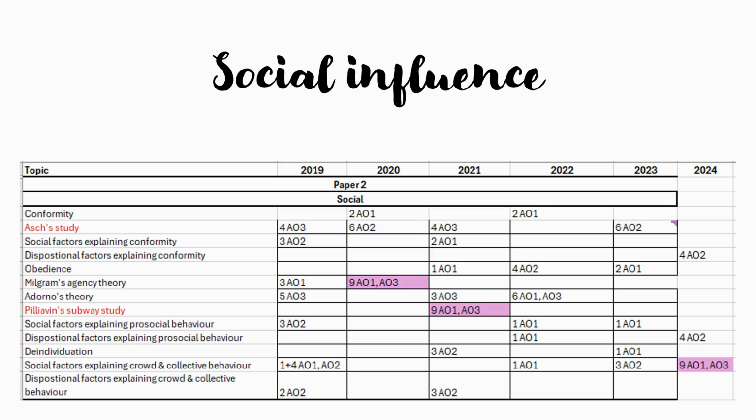Milgram's agency study did come up as a 9 marker a few years ago, but hasn't really come up since, so that might be worth looking at. Piliavin's study has come up as a 9 marker, might come up as a shorter one. There's been a smattering of social dispositional factors looking at pro-social behaviour, and de-individuation's come up every now and again. There hasn't really been a 9 marker on collective behaviour, so I've said maybe combine social and dispositional factors. Pro-social behaviour, collective crowd and collective behaviour could come up, so we can look at that in a bit.